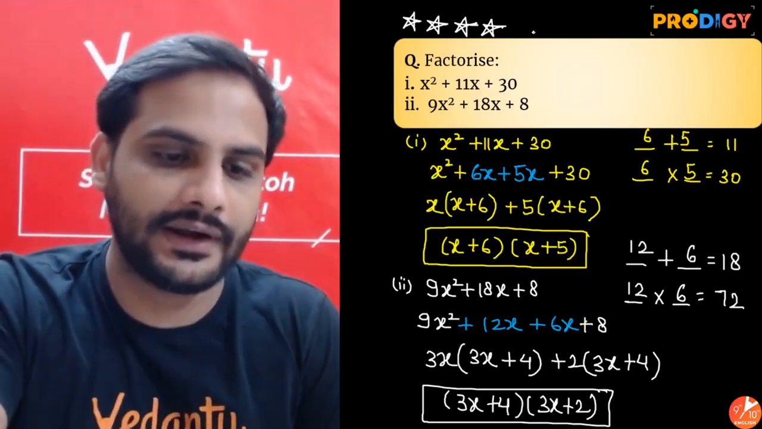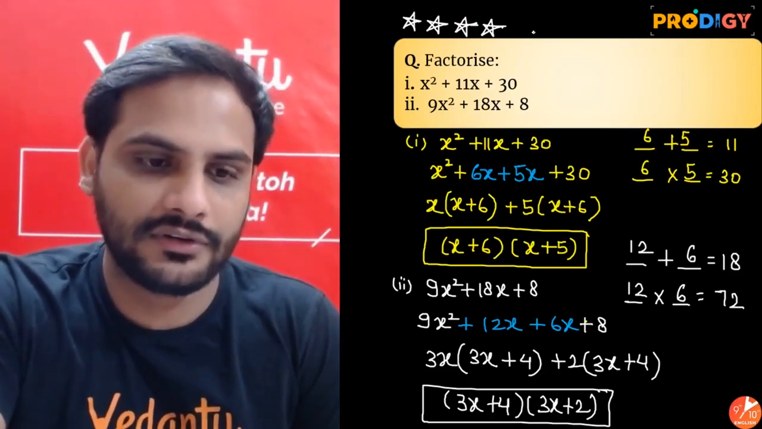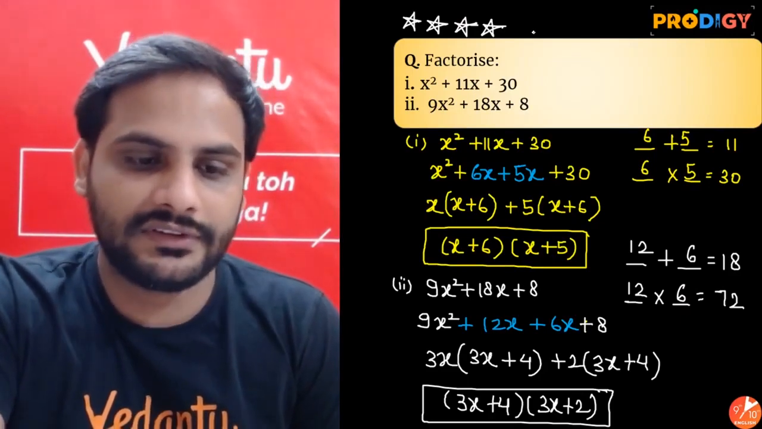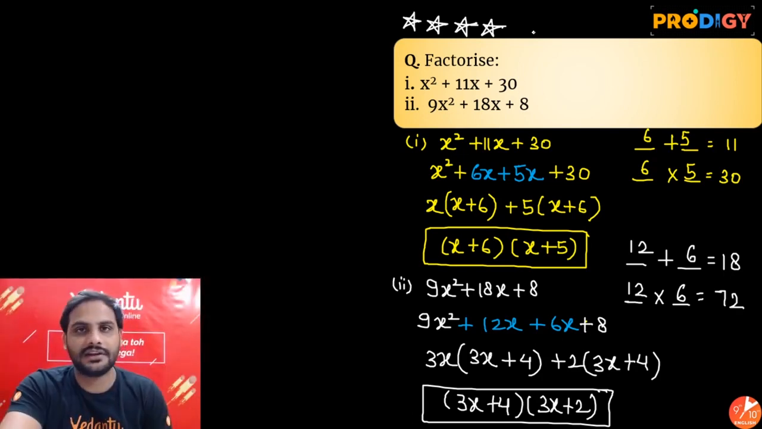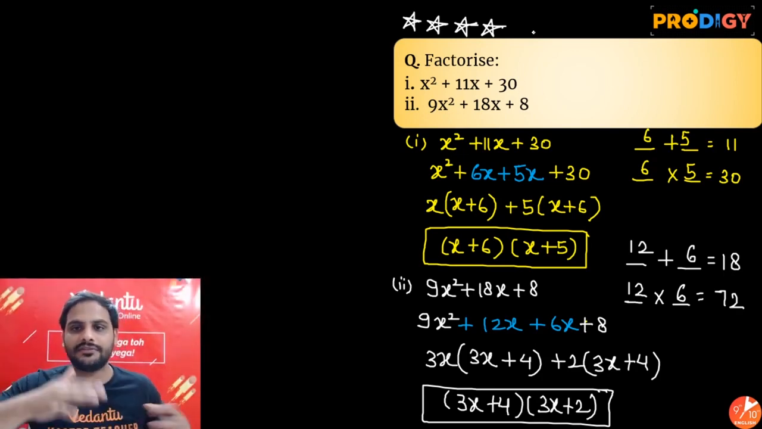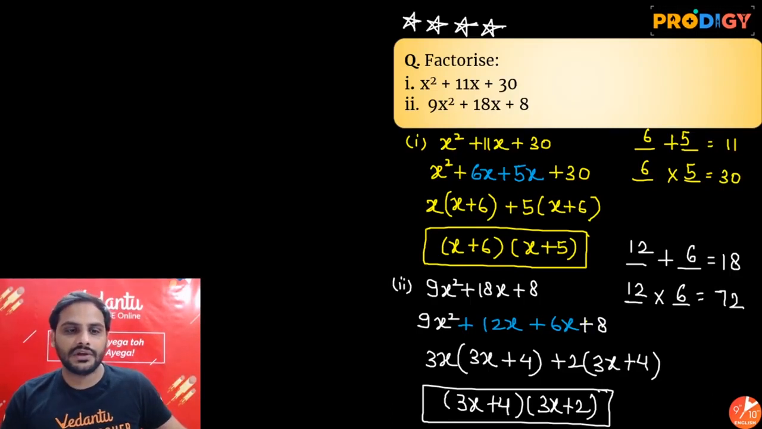Now, before I move ahead, guys, I have one very important thing to discuss with you in this part only, which is the relationship between the factors and the zeros. For example, suppose, beta, this is my first equation. If I talk about it, this x square plus 11x plus 30 equal to 0, let's say.